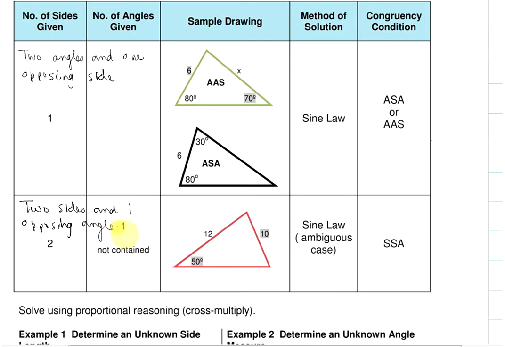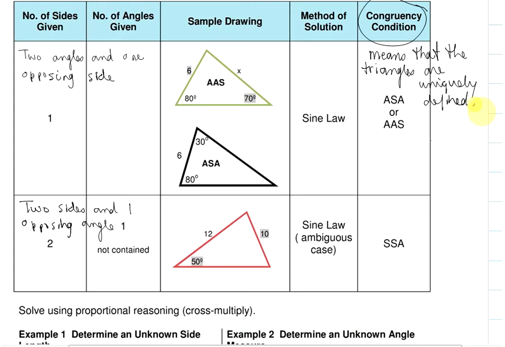Okay, and I'm going to use congruency conditions to show that. What we mean by congruency conditions is that our triangles are uniquely defined. So that means that if I have this information given to me, then if I were to draw another triangle with exactly the same information, they would both have the same angles and the same sides, and therefore have the same shape and the same size.